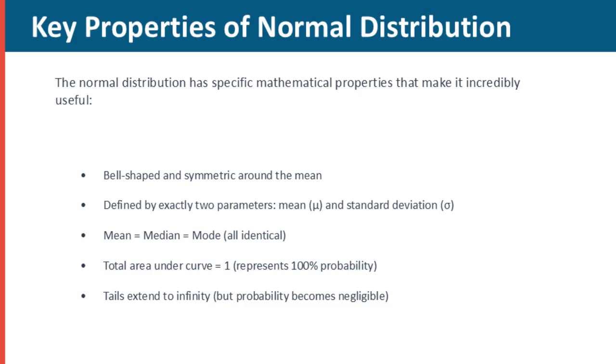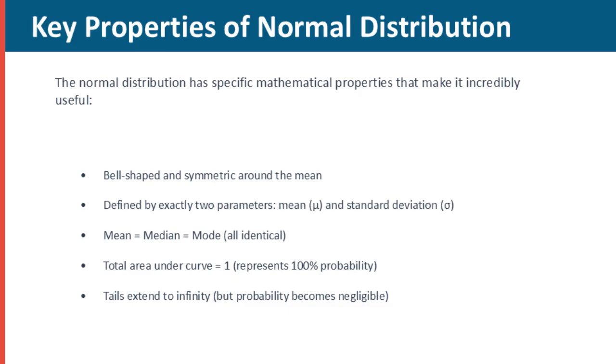Now let's look at the key properties of normal distribution. The normal distribution has specific mathematical properties that make it so useful. Let me walk through them. First, it's bell-shaped and symmetric. So if you fold the curve down the middle at the mean, both sides will match perfectly. This symmetry means mean, median, and mode are all identical and they are at the center. Second, it's completely defined by just two parameters, mean and standard deviation. That's all you need. Tell me a mean and standard deviation and I can describe the entire distribution.